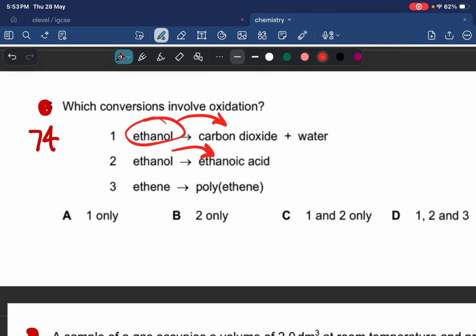That's confusing. Ethene... you add hydrogens when you form polyethylene. Addition of hydrogen is reduction, right? So this is reduction. So 1 and 2 only.